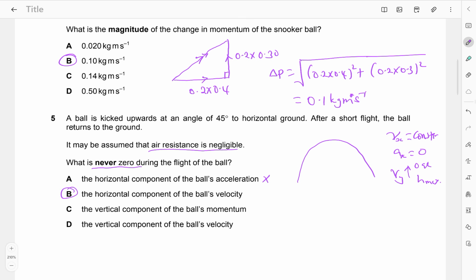be zero. The vertical component of the ball's momentum, because at the highest point v is zero, momentum can become zero in the vertical. The vertical component of the ball's velocity, of course, the vertical component reaches zero at the highest point, so the answer is B.